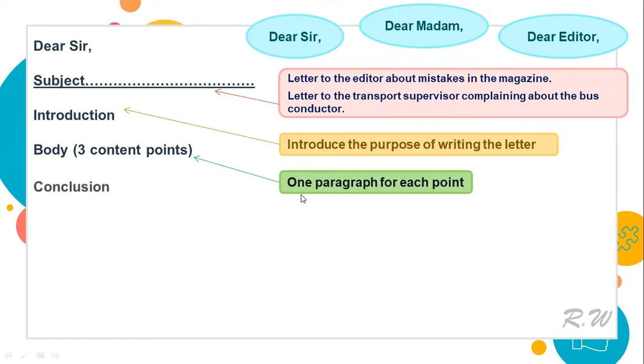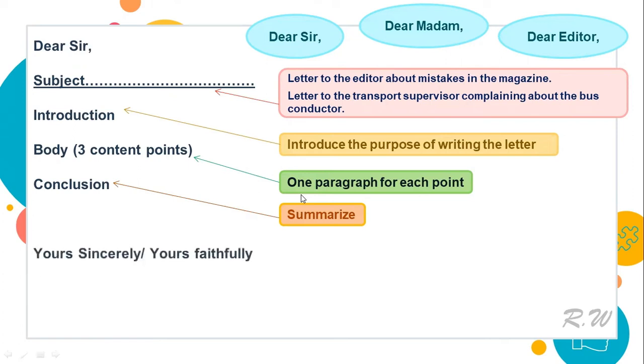And finally, the conclusion is going to be the last paragraph of your formal letter. In this paragraph, you're simply going to summarize your points. Note that you should not introduce new points or ideas in the conclusion. After the concluding paragraph, you need to end your letter with a complimentary clause, which could be yours sincerely, or you may use yours faithfully or yours truly, and then you need to put your signature and write your name with a surname. So it's a very easy task.